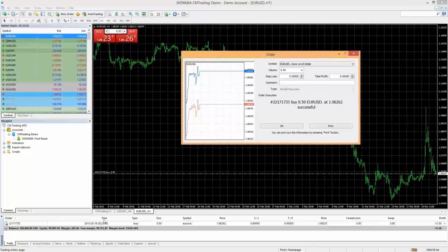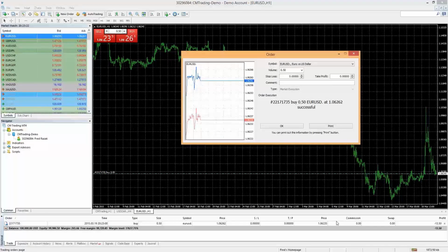I don't even know what I bought here. I bought the Euro USD at 1.06. What price did I get? I got 1.06237. Right now, making back some money. It was down 14 bucks.